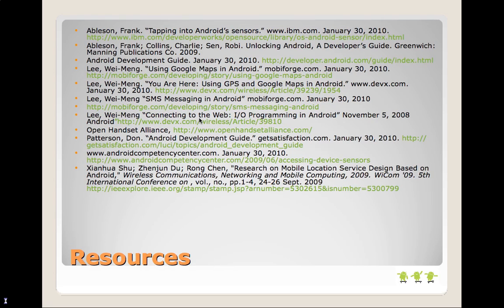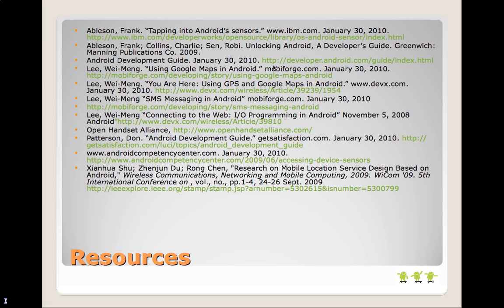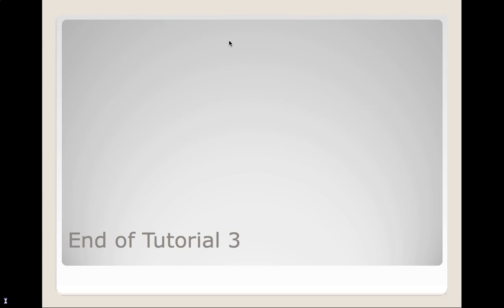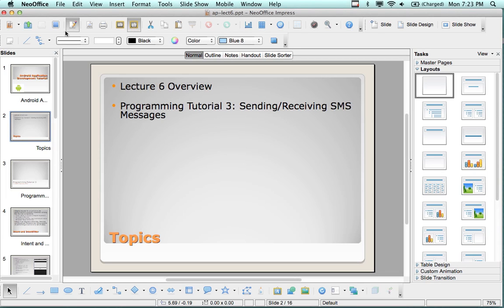Further references, some of these actually have gone away, especially some of the older ones, but most of this stuff is still here. This one from 2008, I believe, is gone, but the 2010 references are still here. So if you're looking for additional resources of information and programming examples, the other thing that you can do is also just Google SMS on Android, and you'll see a bunch of examples for that. Anyway, that was lecture number 6.